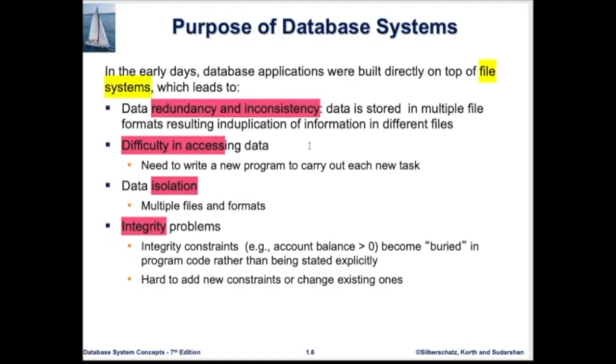So, for example, if document-based tapos file system yung ginagamit to store those documents, suppose in a university, meron kang student record, and suppose you need a list of all the students, you need to go through every file, and you need to write a new program to carry out each of the new tasks. Ang main reason din nito is because those files have probably different formats. Of course, it is composed of multiple files. Ito rin yung reason why it is difficult to access data. It's because it has data isolation.